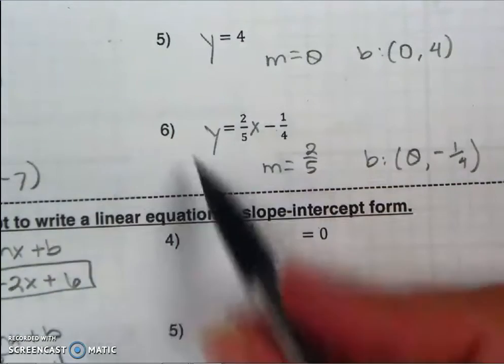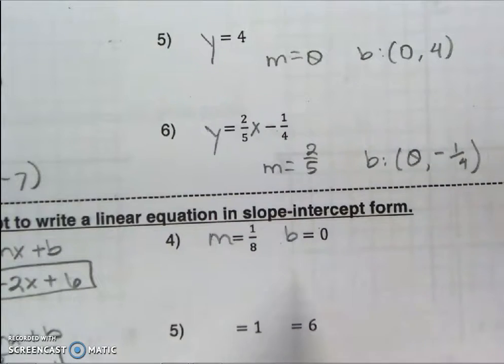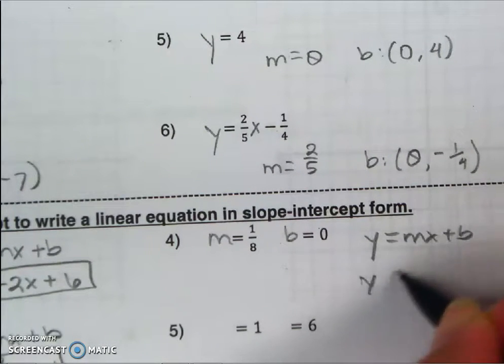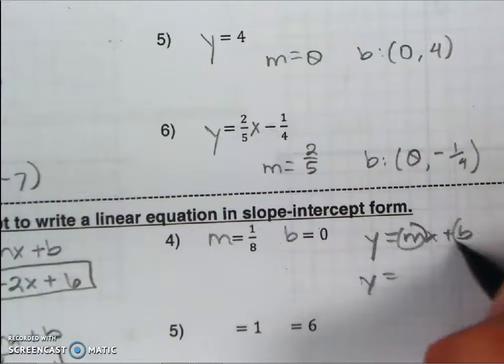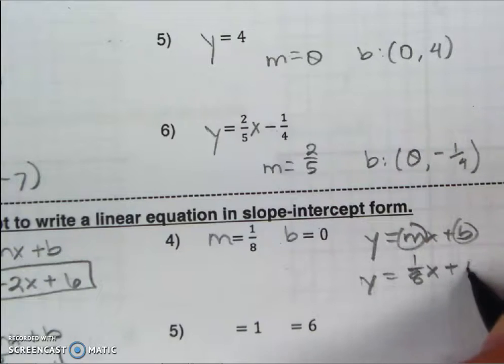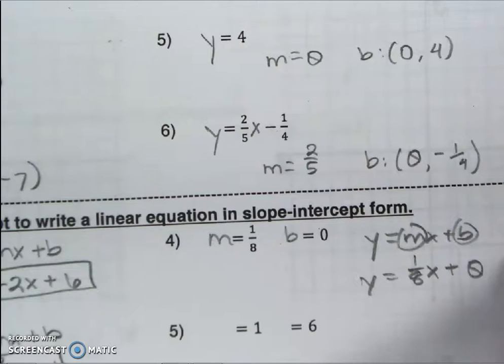Number 4, if m is 1/8 and b is 0, then we would have y equals mx plus b. So we'd fill in the m and the b. So we would have y equals 1/8 x plus 0, or in other words, just y equals 1/8 x would be the equation. There it is.